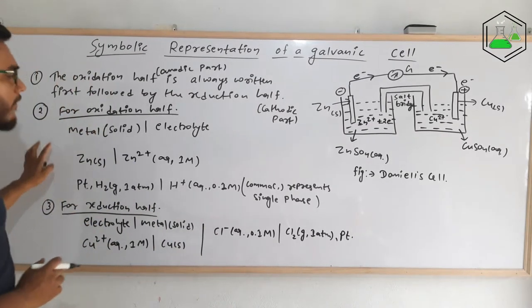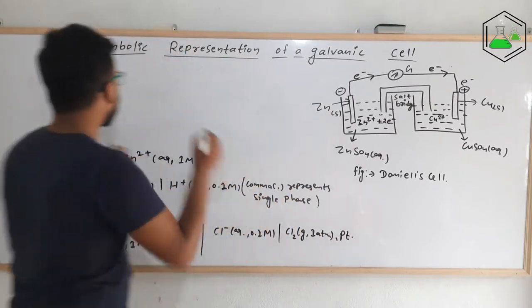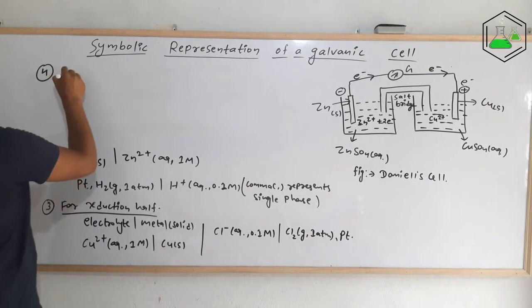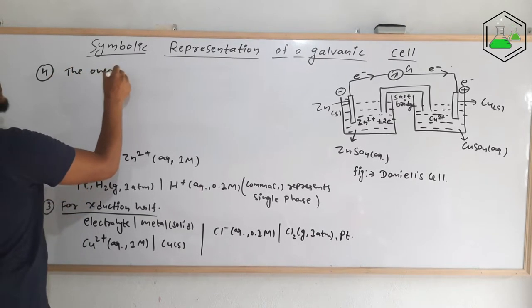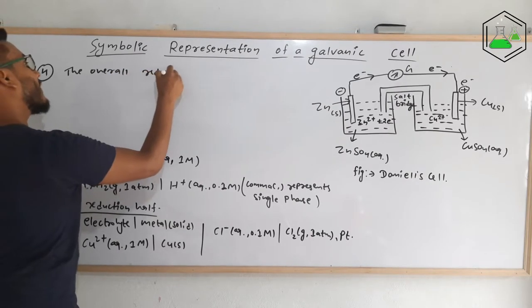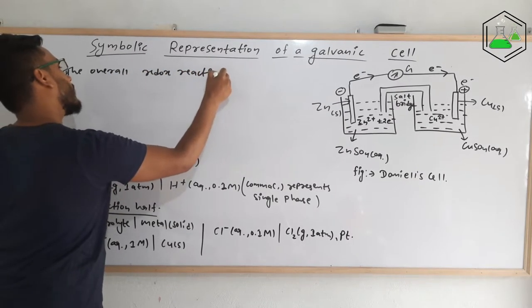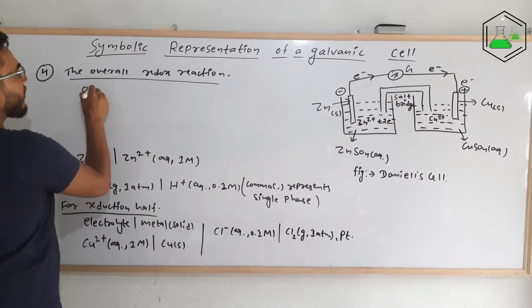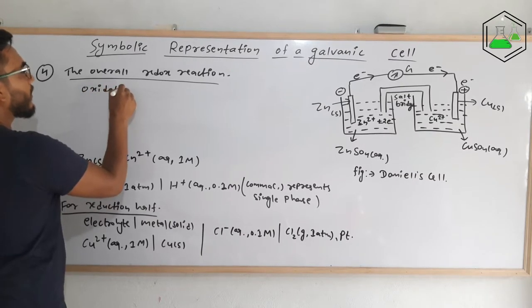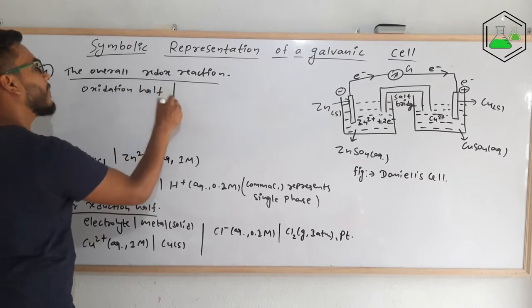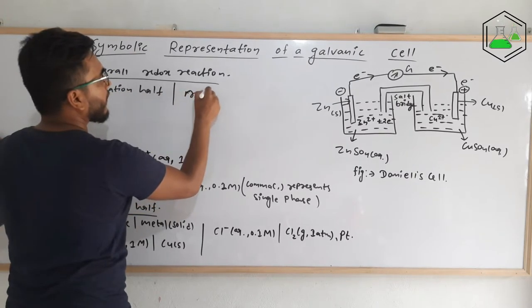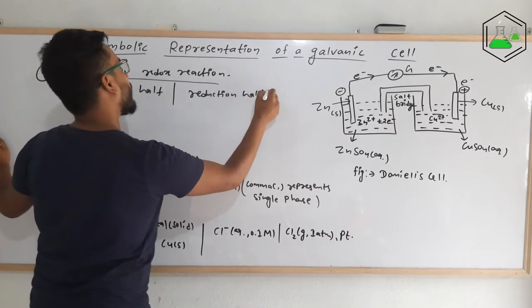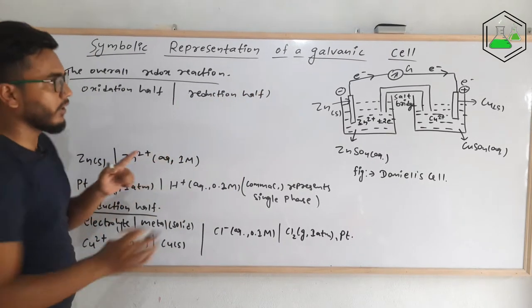Now, let's understand the fourth rule. In the fourth rule, we just combine these two. The overall redox reaction, or the whole process, is represented by the oxidation half, and we give a big vertical line and then the reduction half, or simply you could say the anode and cathode, right?